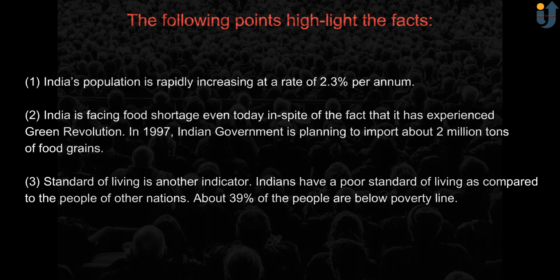First, India's population is rapidly increasing at the rate of 2.3% per annum. Second, India is facing food shortage even today in spite of the fact that it has experienced the green revolution. In 1997, the Indian government was planning to import about 2 million tons of food grains. Third, standard of living is another indicator. Indians have a poor standard of living as compared to the people of other nations. About 39% of the people are below the poverty line.